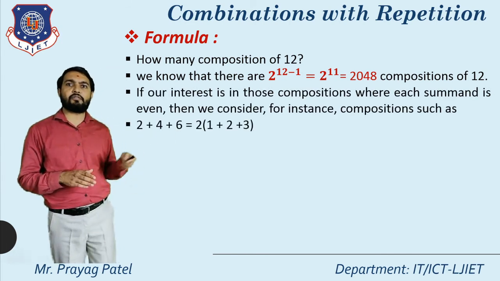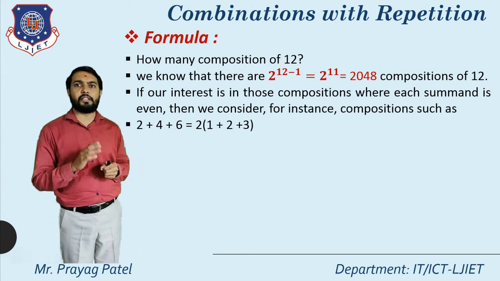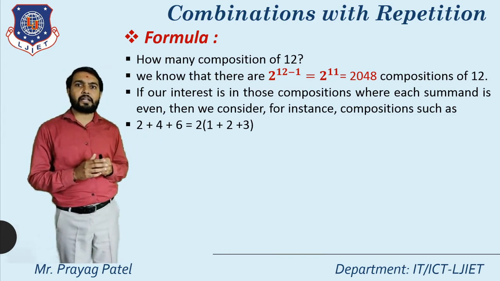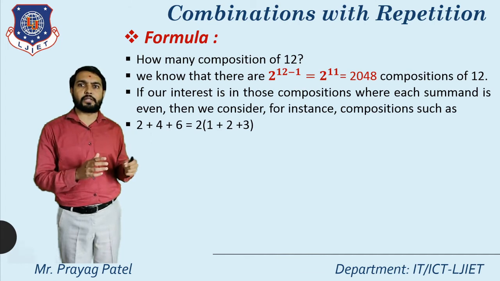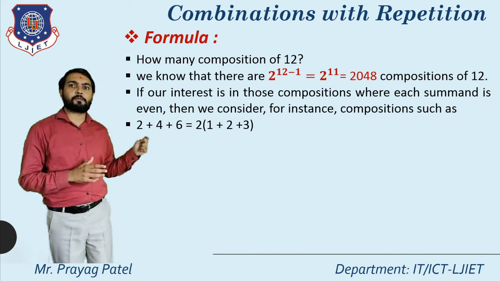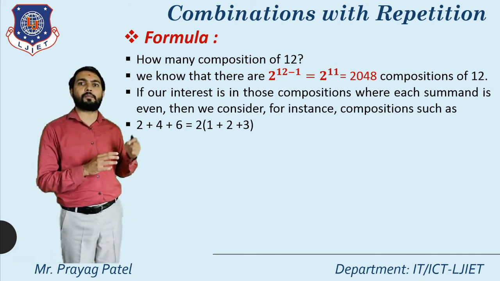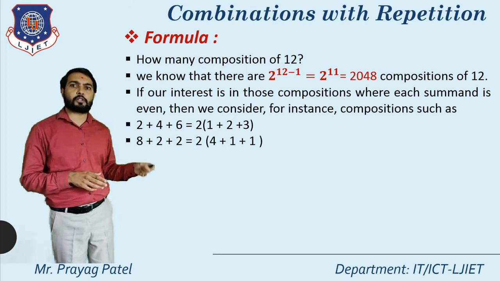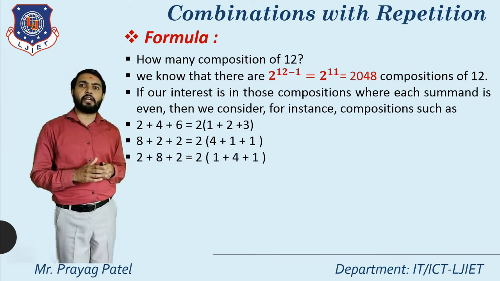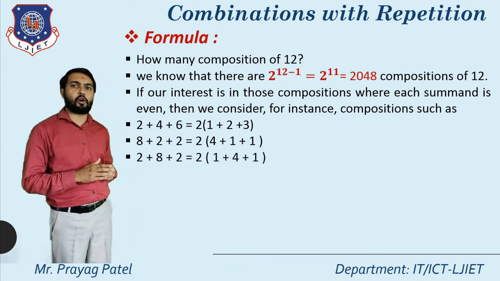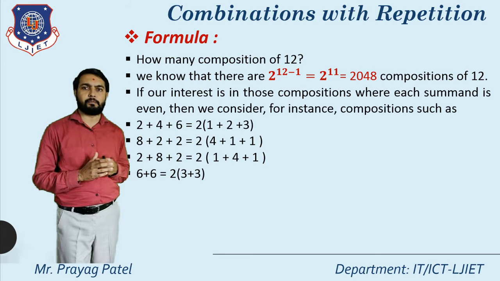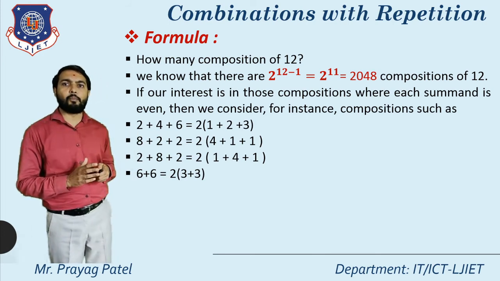Now here we find, for example, 2 plus 4 plus 6 is equal to 12. Now our additional scenario is like this. If our interest is in finding compositions where every summand is an even number, then we consider the 4 instances of composition, such as 2 plus 4 plus 6, which is equal to 2 into (1 plus 2 plus 3). Second is 8 plus 2 plus 2, that means taking 2 as common, the composition is 4 plus 1 plus 1. Third is 2 plus 8 plus 2, that means 2 is common, then 1 plus 4 plus 1. Now 6 plus 6, with 2 common, is 2 times (3 plus 3). So these four are the different combinations for that.